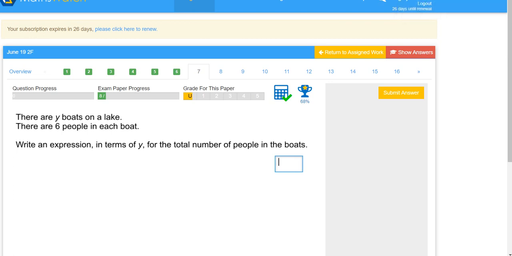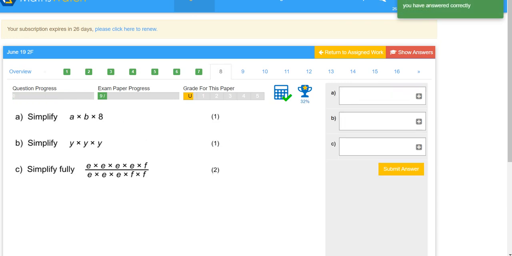Question 7. There are y boats on the lake, 6 people in each boat. How many people in total in the boats? Well, if there was just 1 boat, it would be 6. If there were 2 boats, it would be 12. So it's going to be 6 times however many boats there are. There we go.